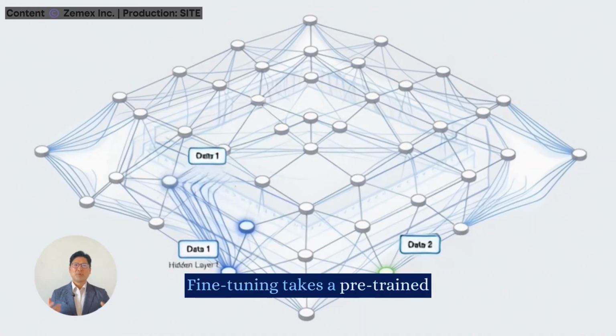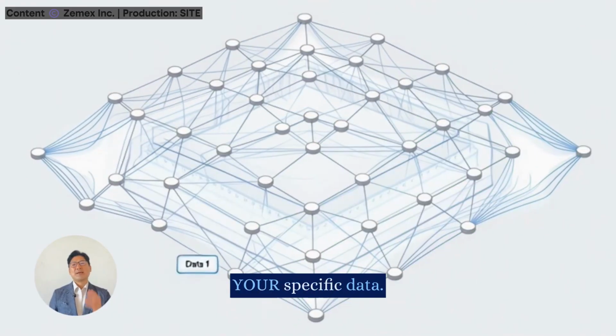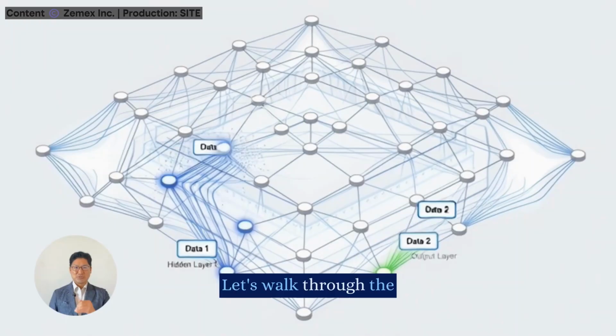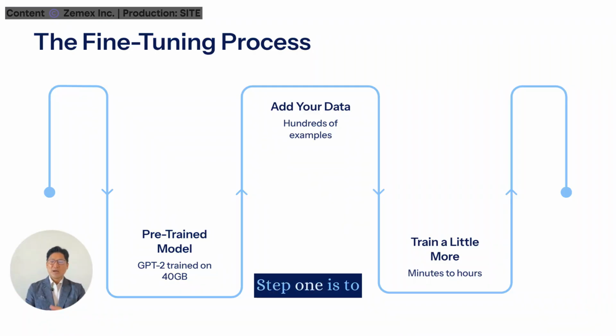Fine-tuning takes a pre-trained model and trains it a little more on your specific data. Let's walk through the 3 steps of the fine-tuning process. Step 1 is to start with a pre-trained model. For instance, GPT-2 was trained on 40 GB of text and already knows the basics of language. Training this from scratch would cost a fortune and take weeks.